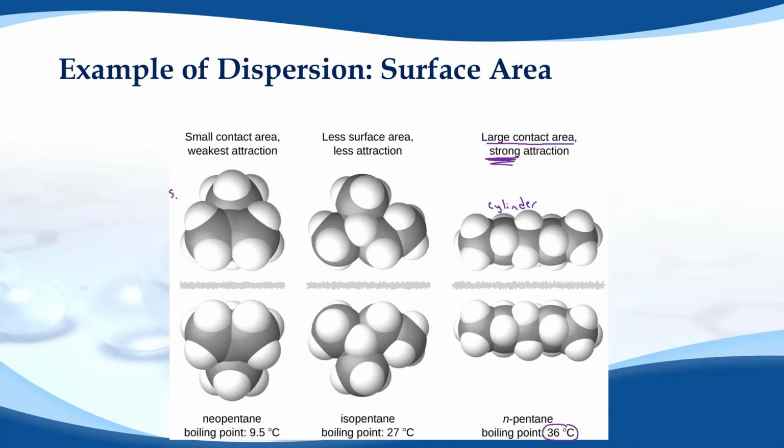Neopentane, the one on the left, is spherical. Spheres have the smallest surface area for their volume. Since it has the smallest surface area, it has the smallest region over which to attract, which means it's going to have the lowest boiling point. Right? And that's why that one says 9.5 C. So the higher the molar mass, the higher the dispersion; the higher the surface area, the higher the dispersion, the larger the boiling point is going to be, the stronger the attraction. Okay, so that's how dispersion works. That's our first intermolecular force of the three that we're going to be covering.